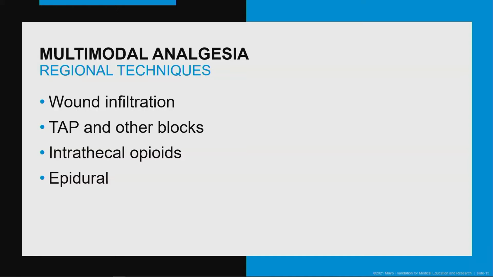There are a number of regional techniques that are available. These include wound infiltration, TAP and other blocks, intrathecal opiates, and epidurals. There's not a lot of evidence to suggest that any one technique is better. At our institution right now, we've got an ongoing study looking at whether or not intrathecal opiates are better than wound infiltration or additive to wound infiltration with local anesthetics. In general, for gynecologic surgery, epidurals are probably a little bit overkill. They're kind of the gold standard in terms of pain relief, but they're not necessarily associated with improved outcomes.